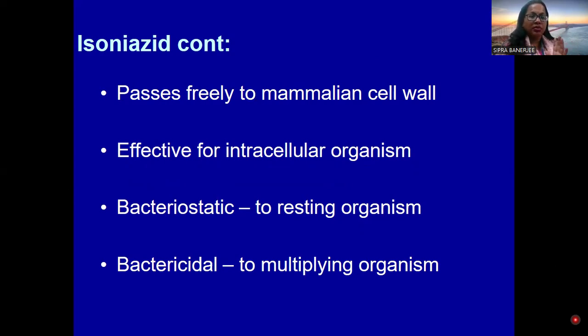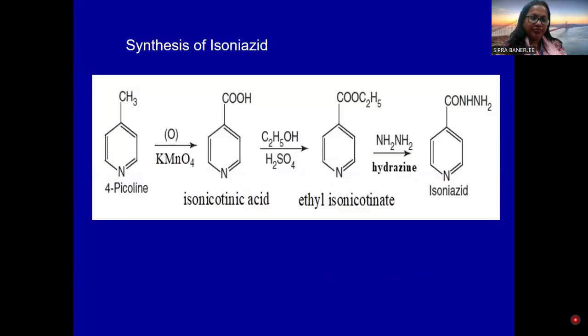The drug freely passes through the mammalian cell wall and is effective for intracellular organisms also. They can pass through the placenta to the fetus. That's why if any mother is affected by TB, the fetus can be affected. They are bacteriostatic to resting organisms and bactericidal to multiplying organisms. Now going to the synthesis.